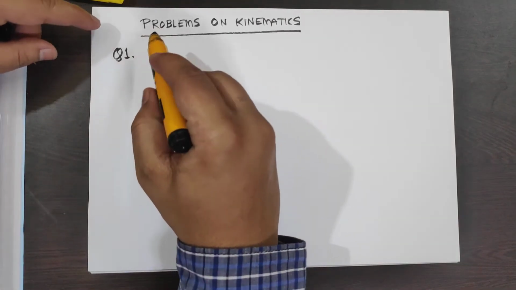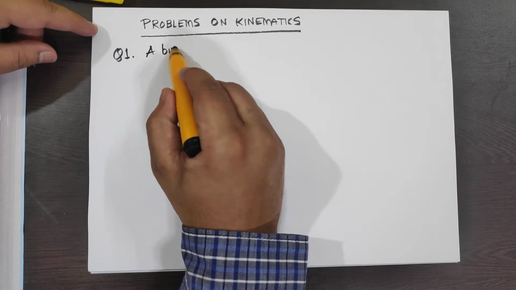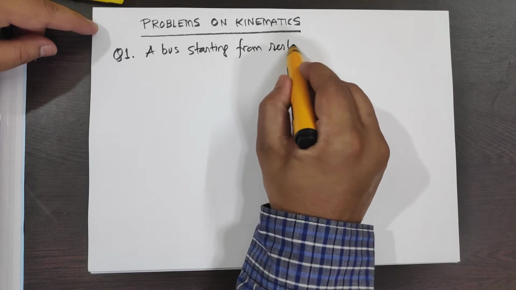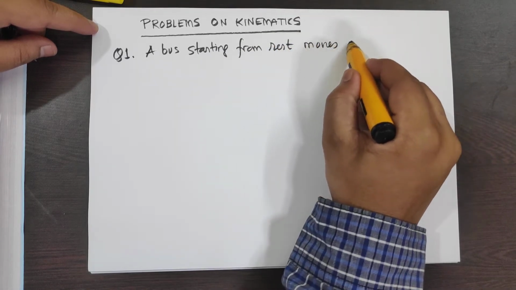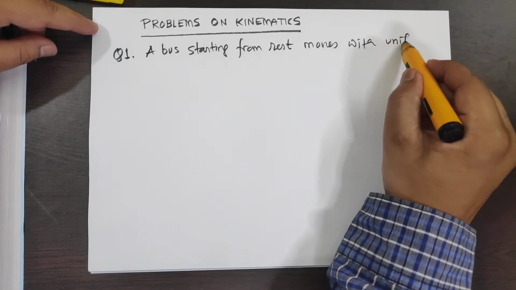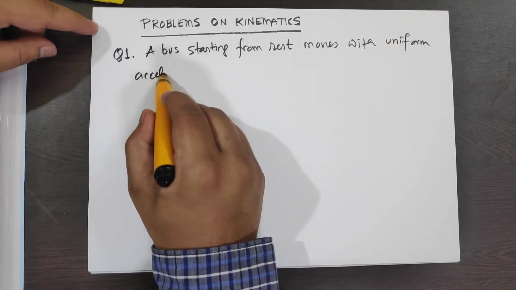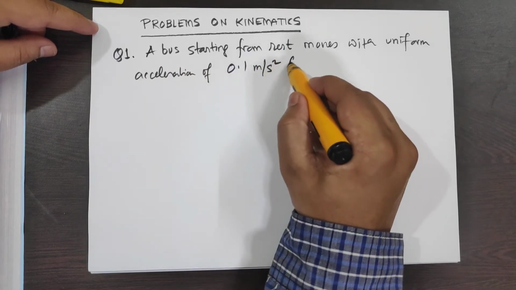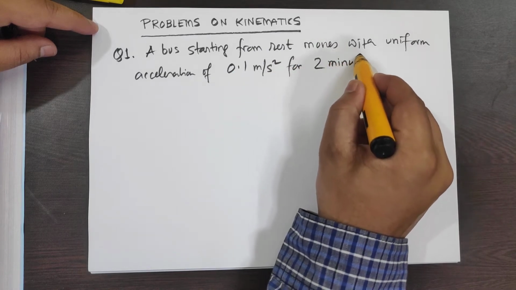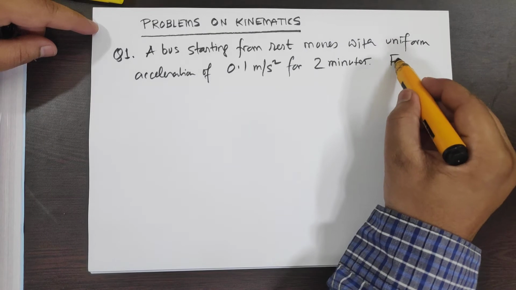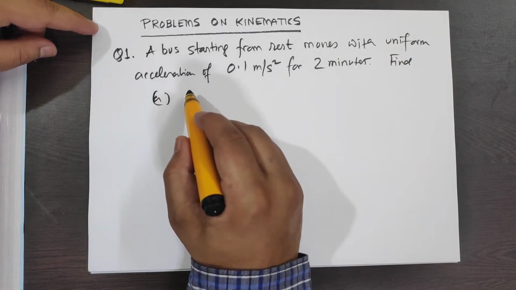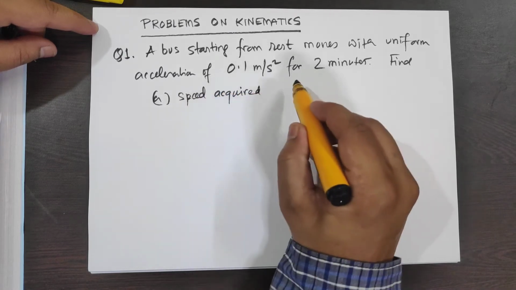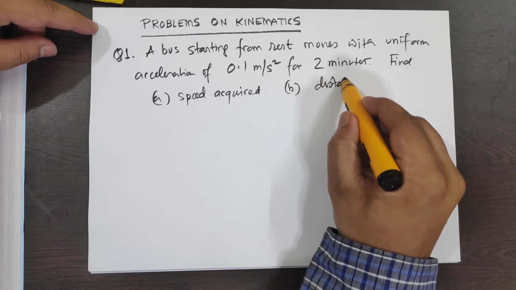So question number 1 is this: a bus starting from rest moves with uniform acceleration of 0.1 meter per second square for 2 minutes. Okay, then find A, the speed acquired, and B, the distance traveled.